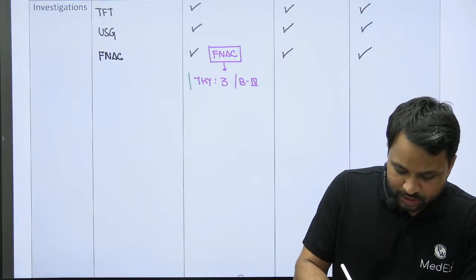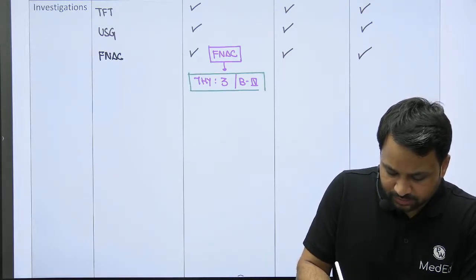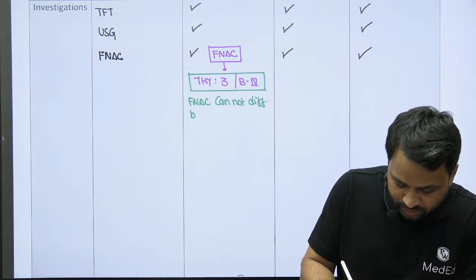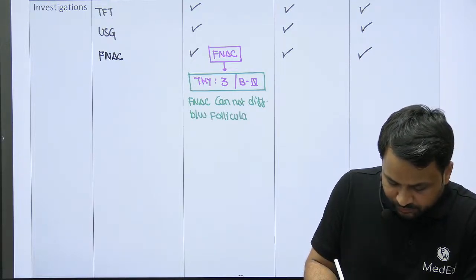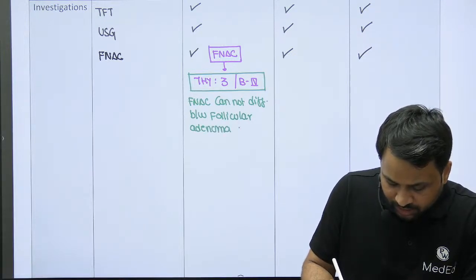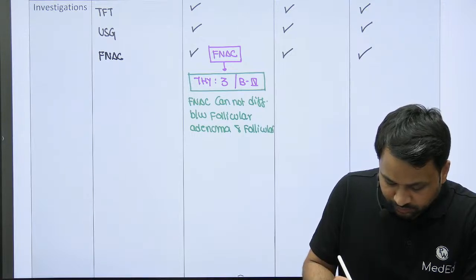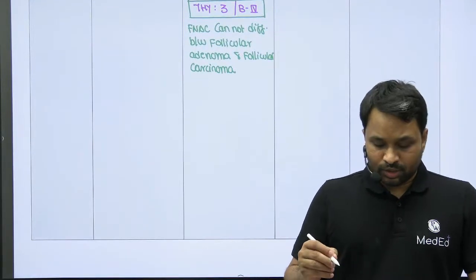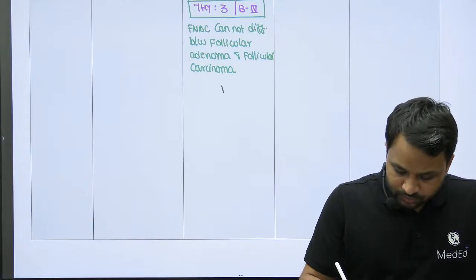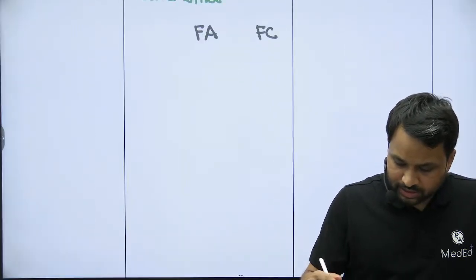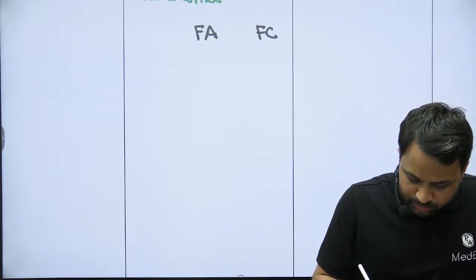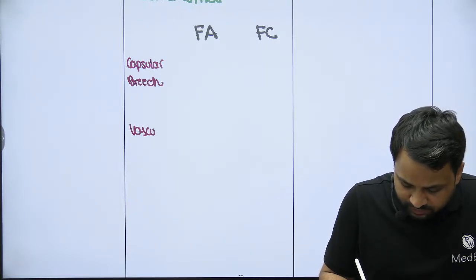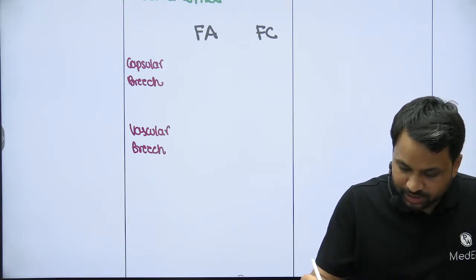No, that follicular origin. Now, why I'm telling you this is FNAC cannot differentiate between the follicular adenoma and follicular carcinoma, right? The only way that you can differentiate the follicular adenoma from a follicular carcinoma is by two categorizations. You have to look for something called the capsular breach and then look for the vascular breach as well.